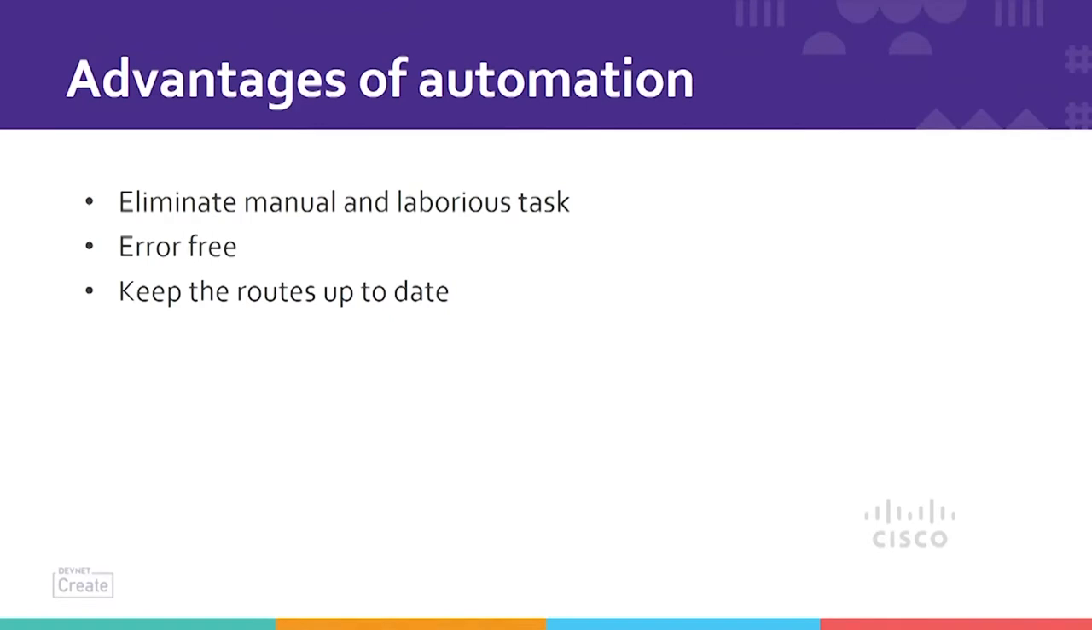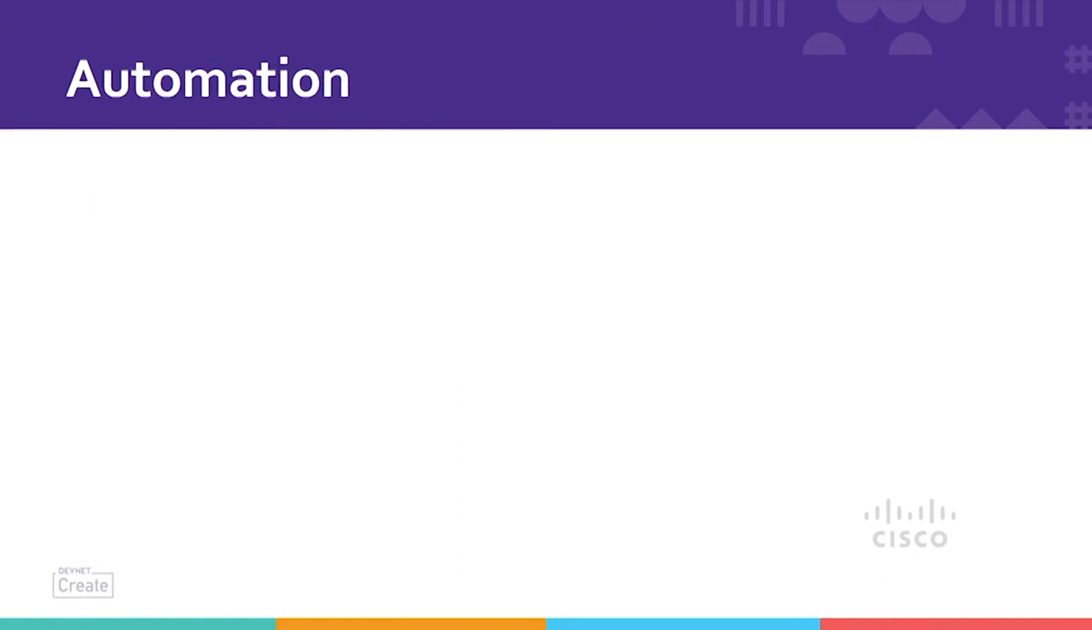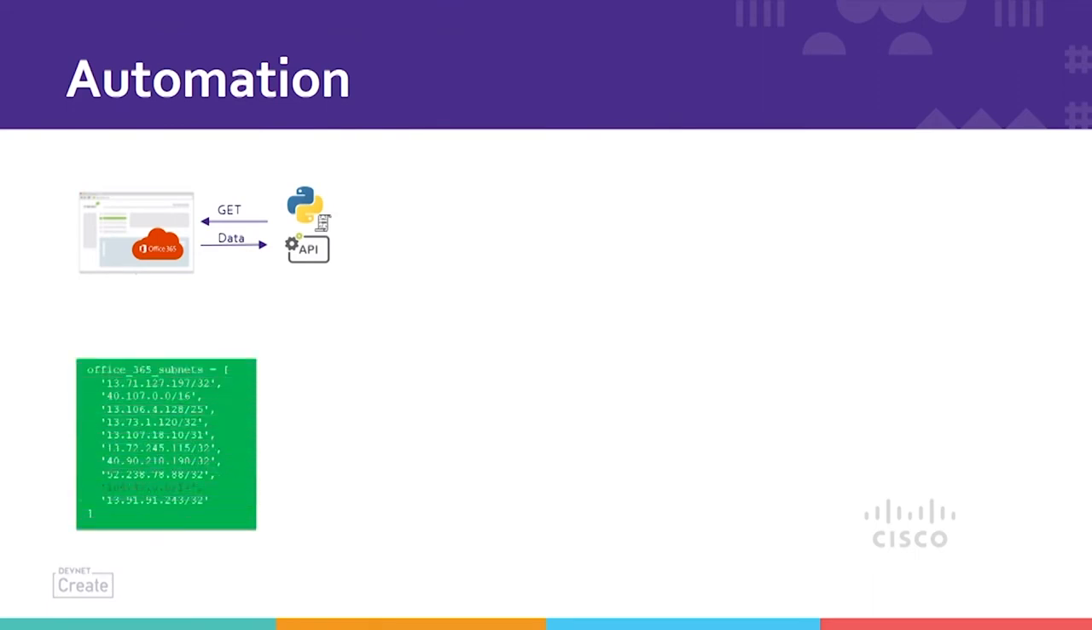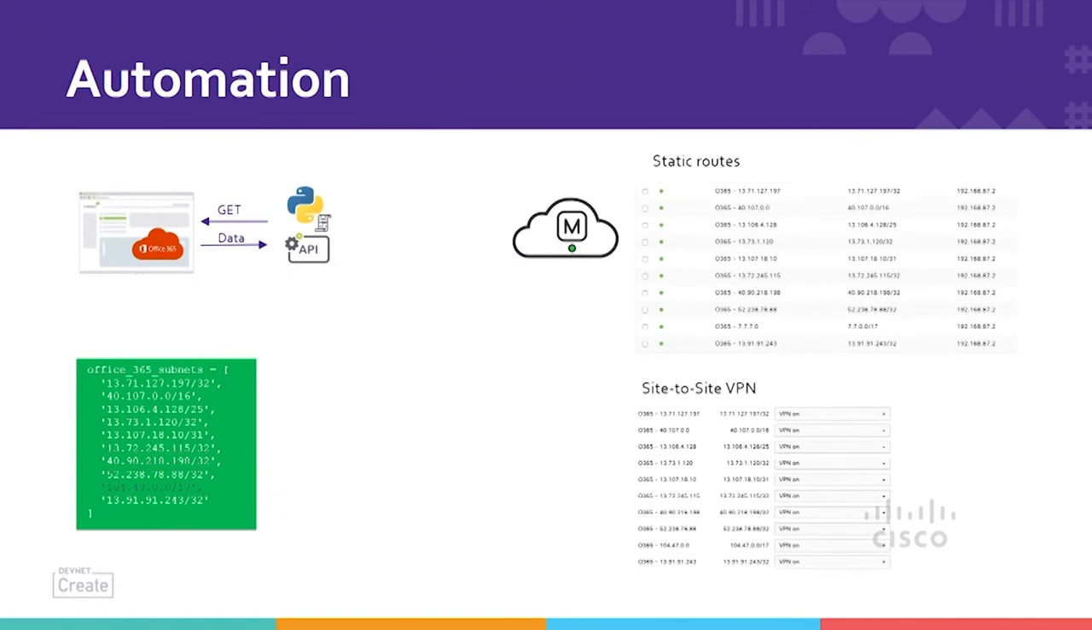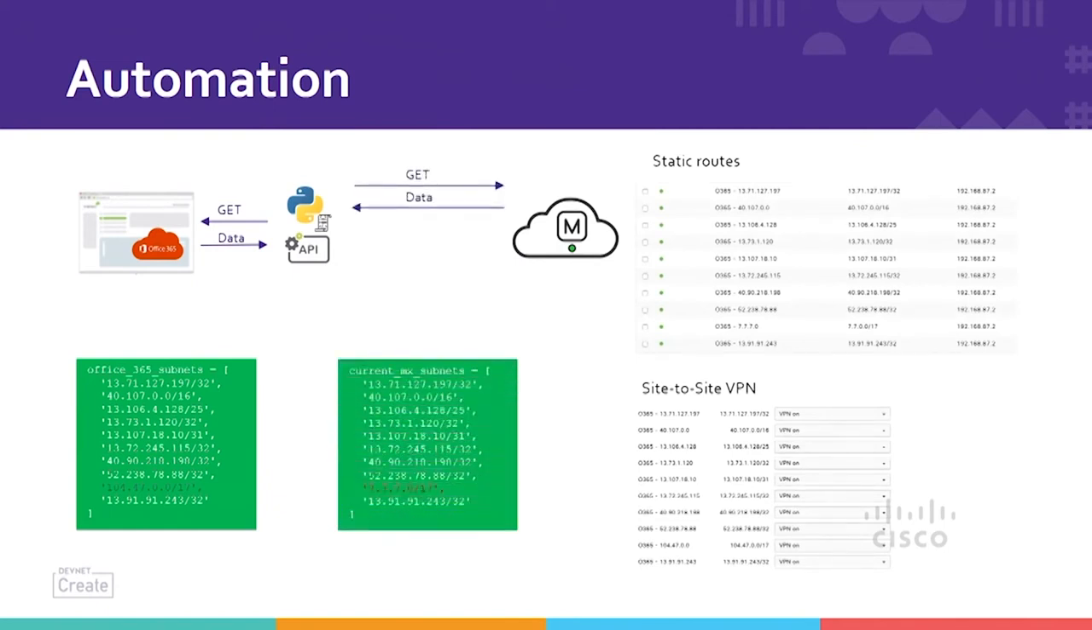Automation will benefit us in a number of ways because it will eliminate manual and laborious tasks. We will avoid errors in configuration, and we will keep our routes up to date over time. So how exactly does the script work? As a first step, the script goes to the Microsoft online documentation. It downloads the content of the page, parses it in order to derive the list of routes to Office 365. As a second step, the script gets the data about Office 365 subnets currently configured on the MX.